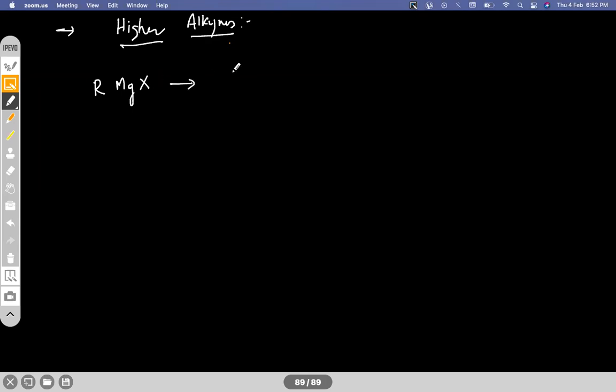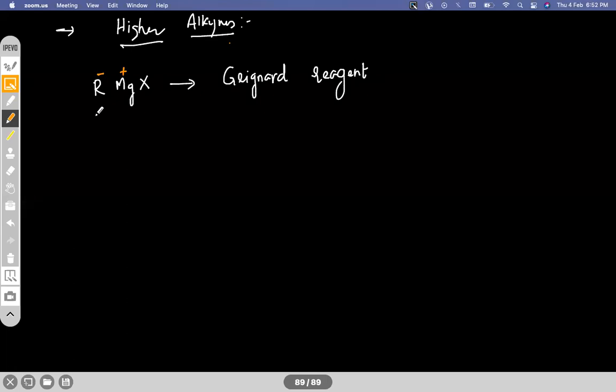Yes or no? A little bit of information about it. Have I discussed? Yes, Grignard reagent. So we have R minus MgX plus here, right? So what happens in this?